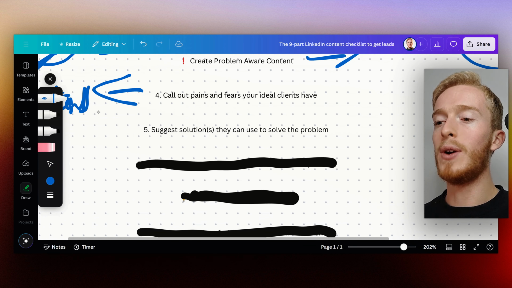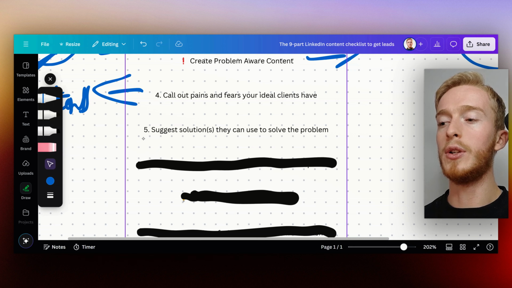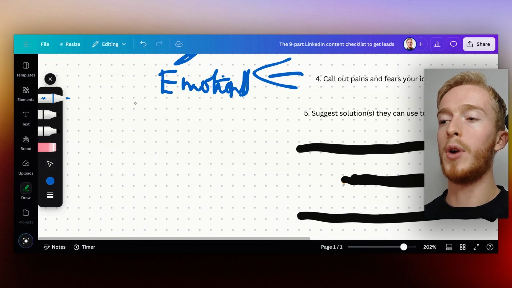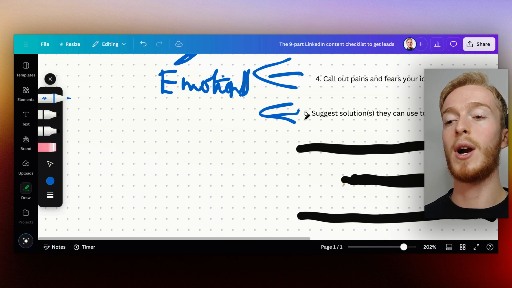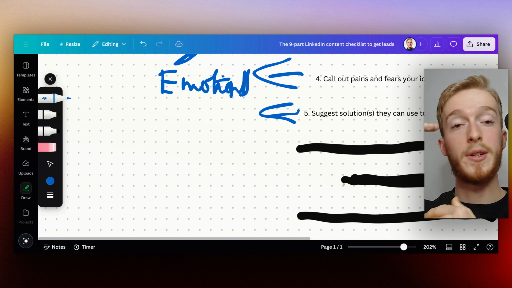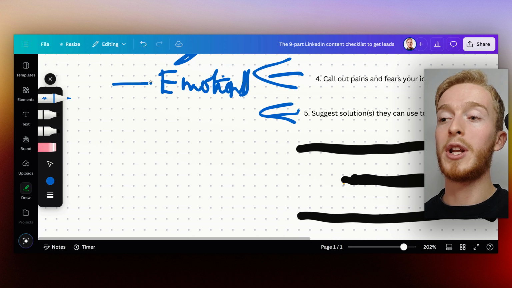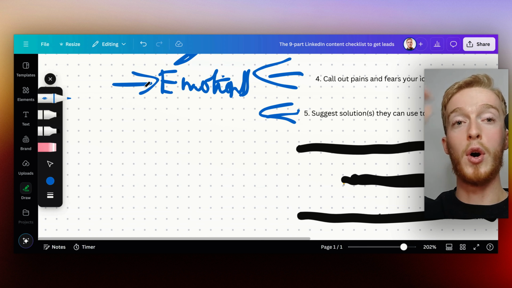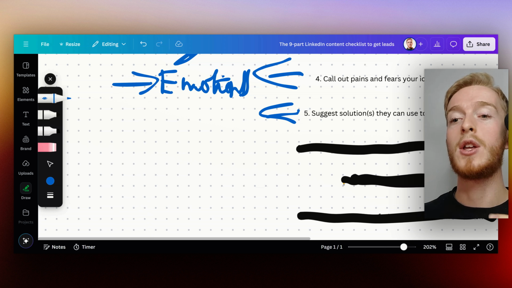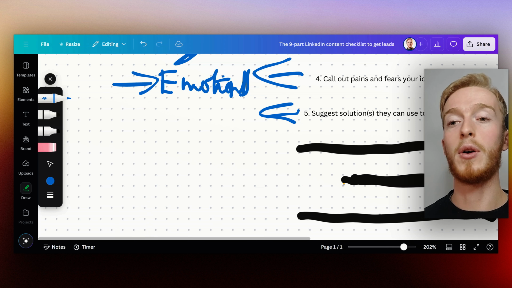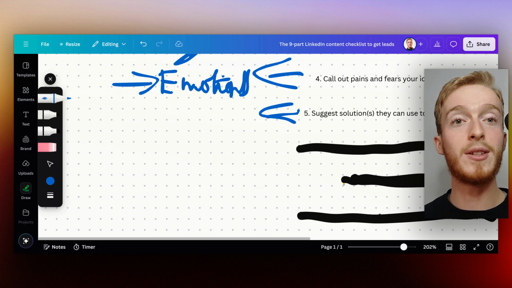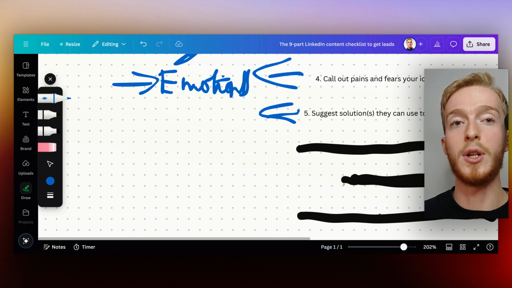The next thing as well is then to suggest solutions they can use to solve the problem. So in this case, let's say this is a post format. We're going to start off with emotions, the hook and maybe the first few lines, trying to call out the ideal client and the current pain or fear they're facing. Then we want to obviously resonate with that, and we want to try and suggest solutions.